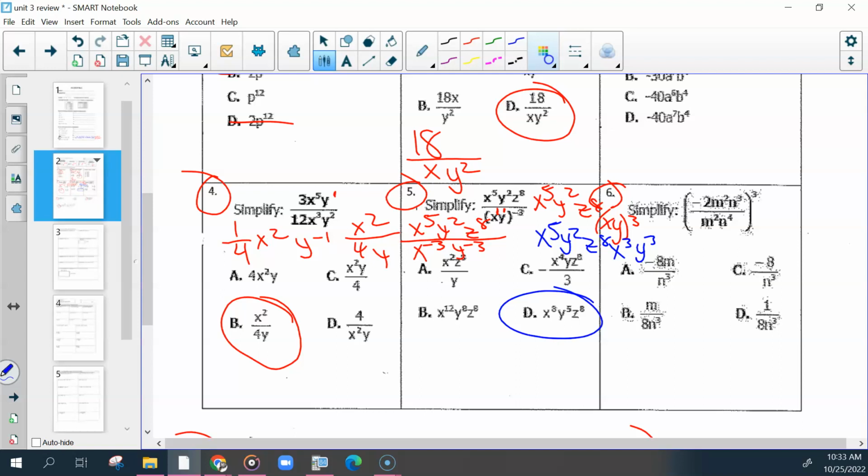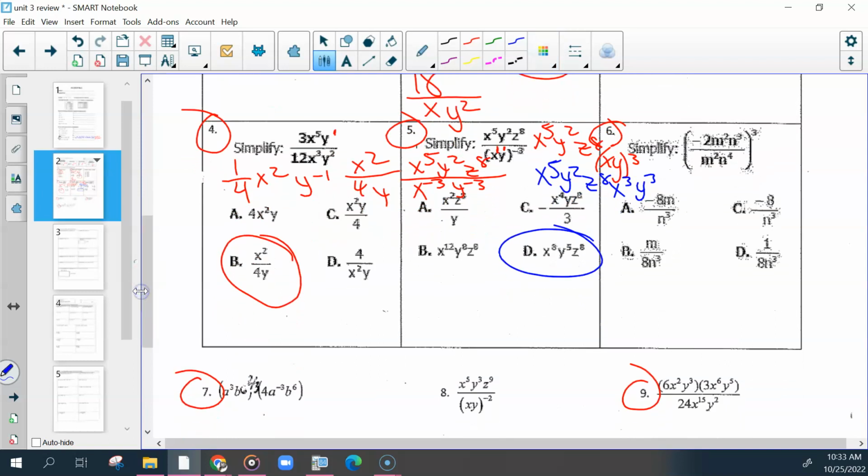Number 6. What would be our first step? Lily? Add 3 to the exponent. Just 3 on the outside? You wouldn't add them to the exponents. What operation would you do? Multiply. That would be a good step, not a good first step.